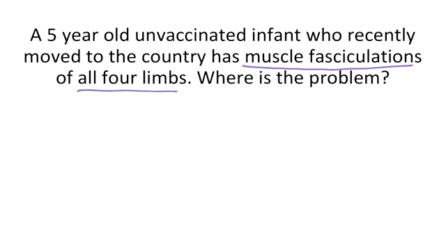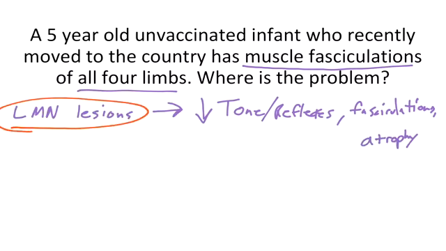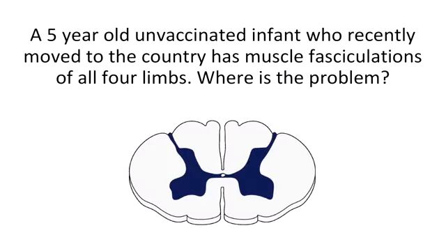Where's the problem? Well, first identify the symptom as a lower motor neuron lesion, and recall that signs of lower motor neuron lesions include decreased tone and reflexes, fasciculations, and atrophy. So we believe that this patient has a lower motor neuron lesion. Since we have identified the lesion as being a lower motor neuron problem, we can focus our attention on just the spinal cord and ignore the brain.